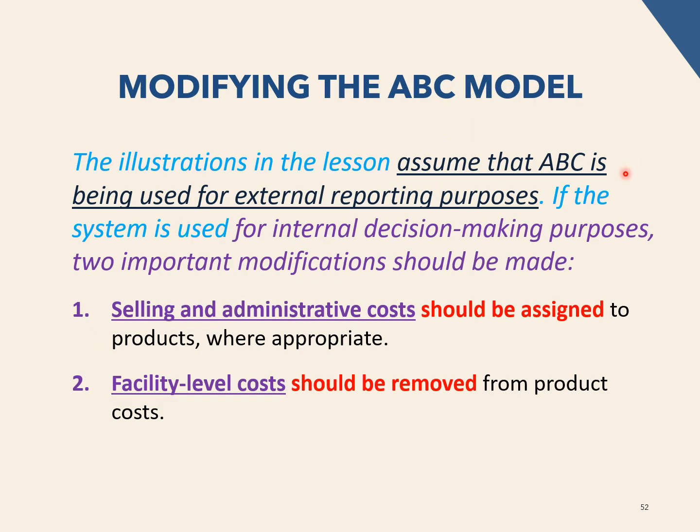One last reminder before we close this lesson. The illustrations in this lesson assume that ABC is being used for external reporting purposes. If the system is used for internal decision-making purposes, two important modifications should be made. Number one, selling and administrative costs should be assigned to products where appropriate. Number two, facility level costs should be removed from product costs. That's all for the lesson.